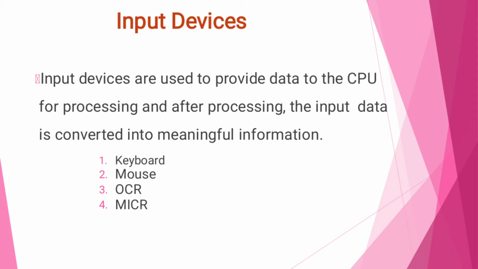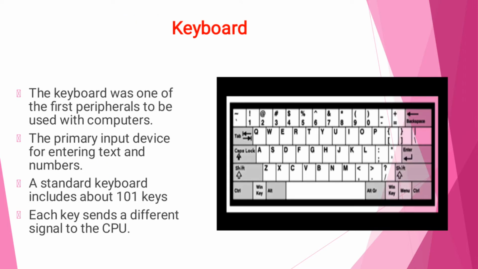First of all, we are going to discuss keyboards. The keyboard was one of the first peripherals to be used with computers. The primary input device for entering text and numbers. A standard keyboard includes about 100 keys, minimum 100 keys. Each key sends different signals to the CPU.